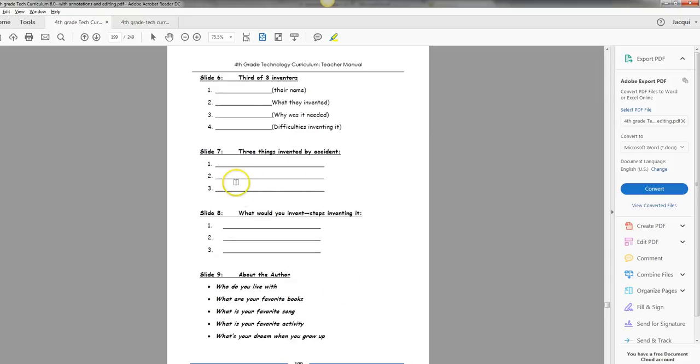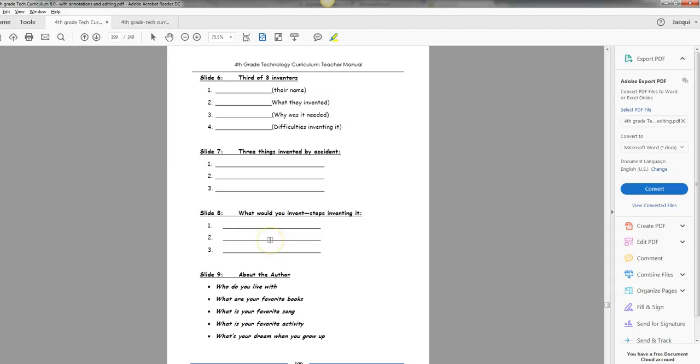Then 3 things invented by accident. Provide them with a couple sites that will tell them that. And then if they did invention convention, this is very easy to fill in. Then they're going to tell what their invention was and 3 lines talking about their invention and how they invented it and those types of things.